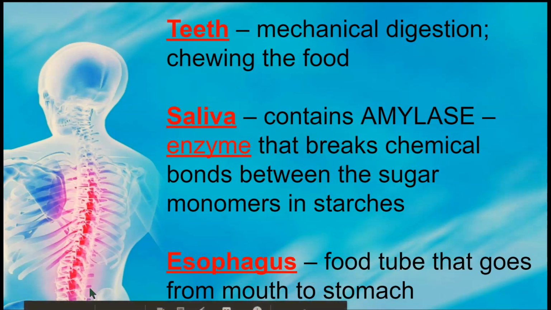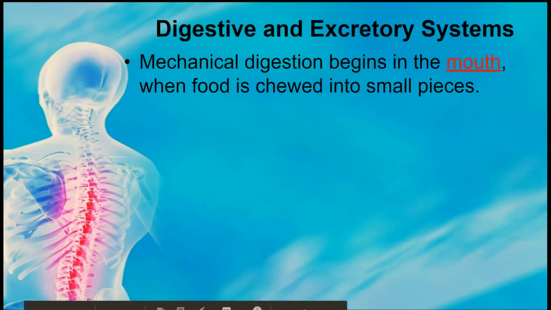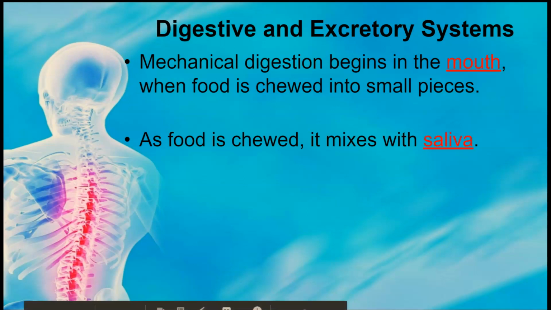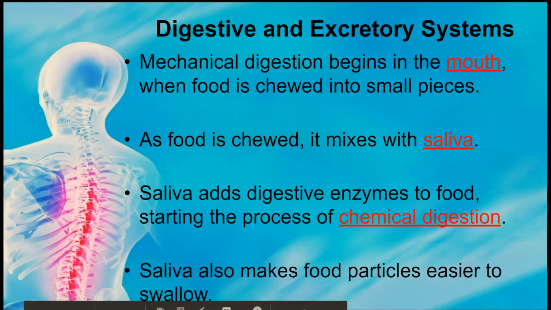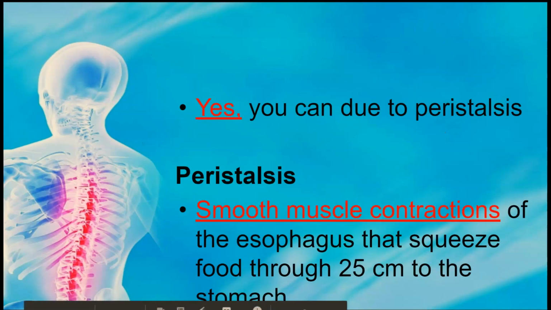The esophagus is a tube that goes from the mouth to the stomach. So mechanical digestion begins in the mouth when food is chewed into small pieces. And as food is chewed, it mixes with the saliva, which begins to work on it chemically. Saliva adds digestive enzymes to food, starting the process of chemical digestion. Saliva also makes food particles easier to swallow, for sure. We don't like swallowing dry things, which is why when you take pills, you take them with a swig of water or something.